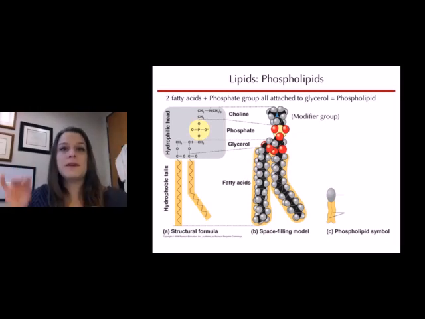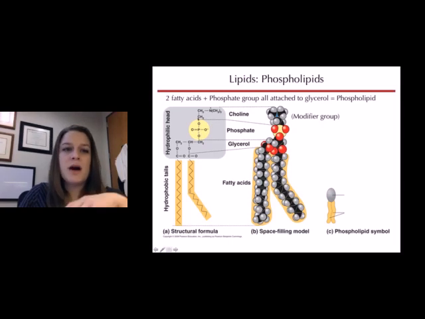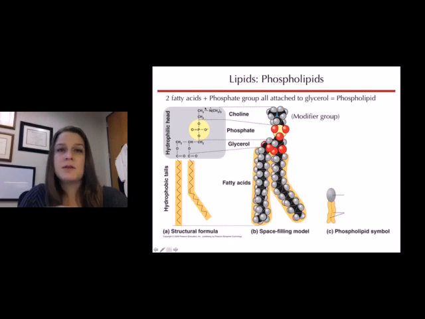Second category of lipids that we're going to talk about are called phospholipids. Not surprisingly, these have a phosphate in them. Same sort of setup with the glycerol molecule here and the fatty acid tails of carbon and hydrogen. But now instead of a third tail, we have a phosphate put on. There's some sort of modifying group. They're different for different types of phospholipids. We're not going to worry about those groups, but they are there.